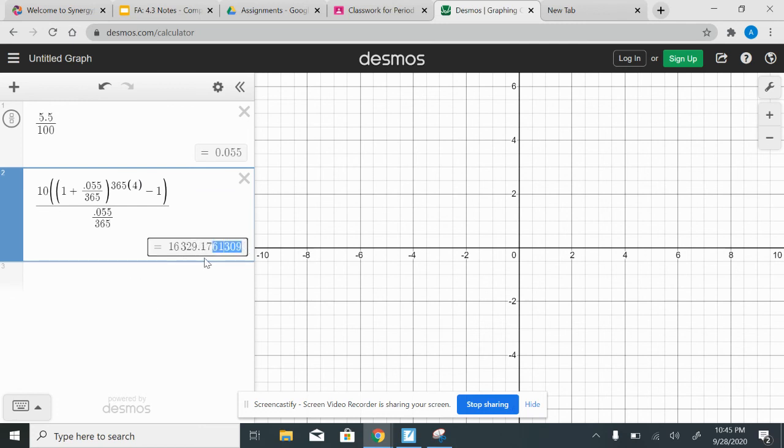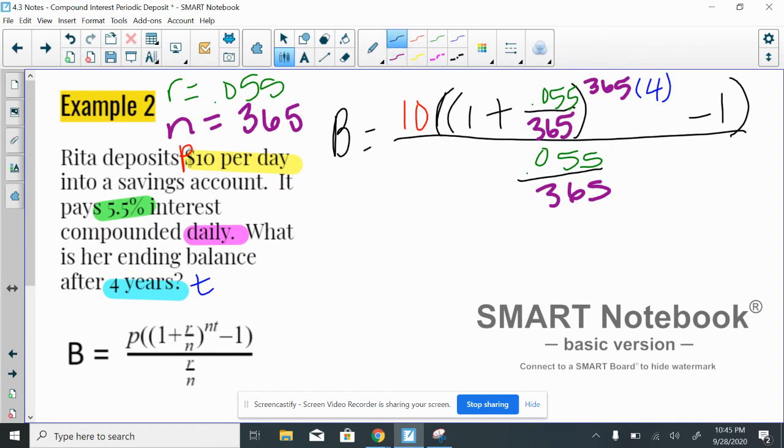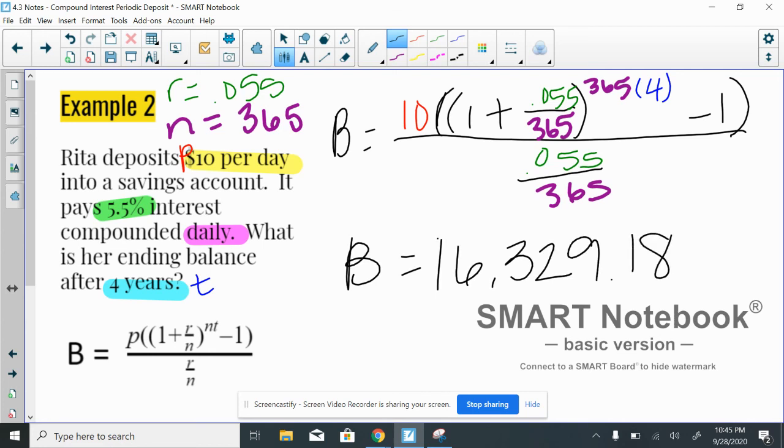$16,329, and 0.176 needs to round up to 18 cents. So 16,329.18. .176 is rounding up to 0.18. And so that's my final account balance at the end of 4 years.